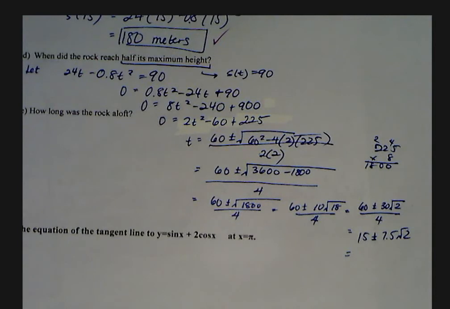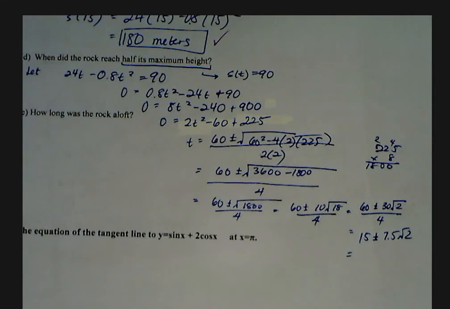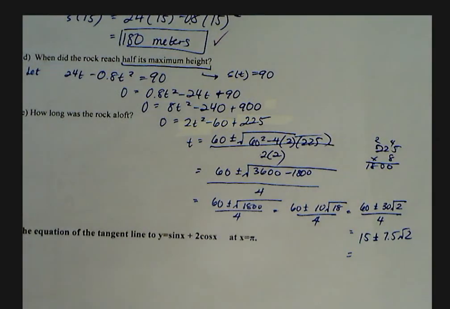You didn't have to do all that. You could have just put this in your calculator from the first step. I just think it's fun. What if you didn't simplify? What is that? 7.5. Yeah. So you can divide the 30 by the 4. Do it twice. Do 15 plus 7.5 root 2, and 15 minus 7.5 root 2. You can do 30 divided by 4? Yeah. Okay.